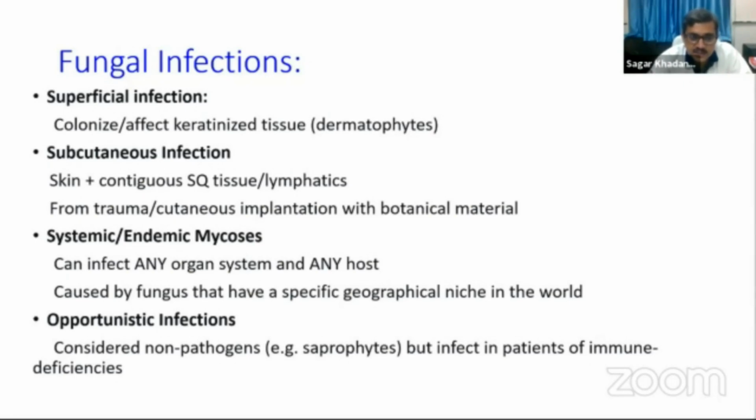By God's will, in India, though we see some systemic infections, they are not that endemic, except in the Himalayan and northeastern belt. Opportunistic infections are usually considered non-pathogens. They are saprophytes, but they infect opportunistically. Once you have immunodeficiency, these organisms, which are present all around your environment and may even be inside you, in your skin and mucous membrane, will try to invade you.